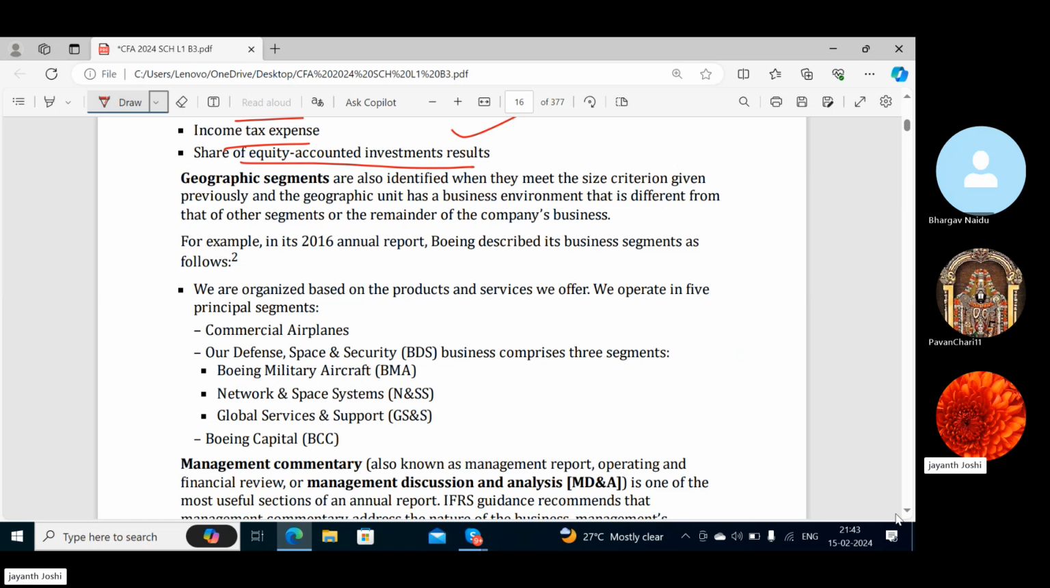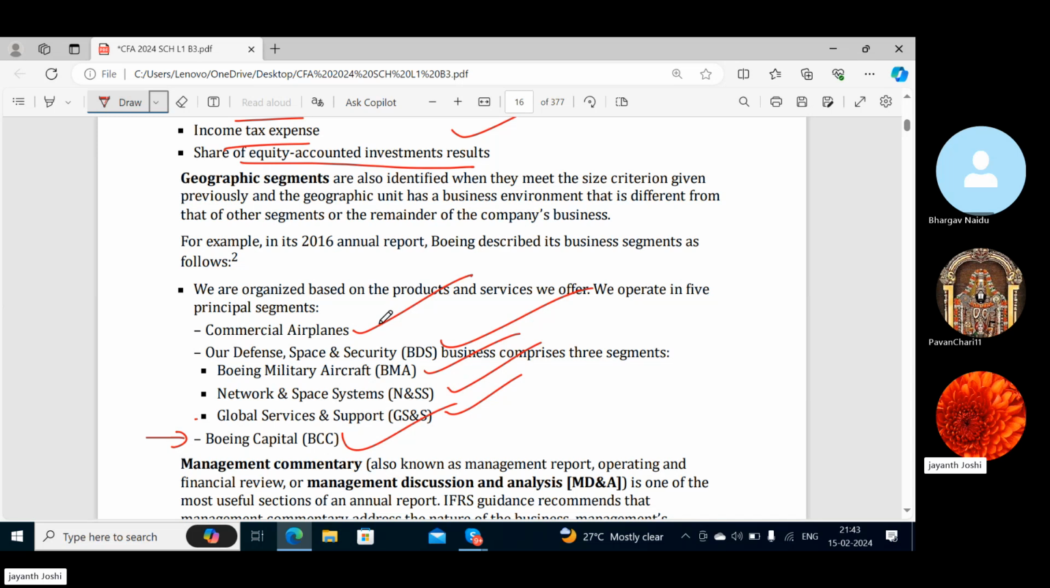Here is an example from the 2016 annual report. Boeing, which belongs to the United States, described its business segments as follows. They are into various segments: commercial airplanes, defense, and military aircraft making. Boeing's F-35 fighter, Falcon, and F-18, I think, are all Boeing aircraft. They are into network and space systems, and global services and support. Boeing Capital is the finance division they have. So all these are different segments and they have disclosed about them.